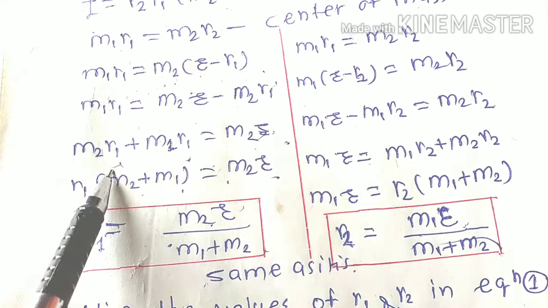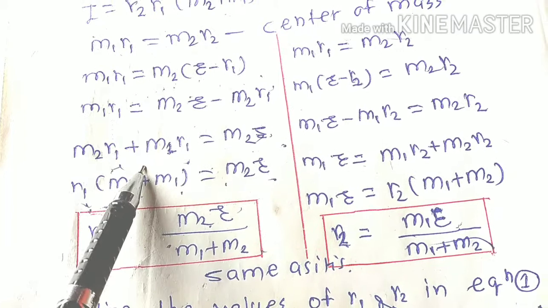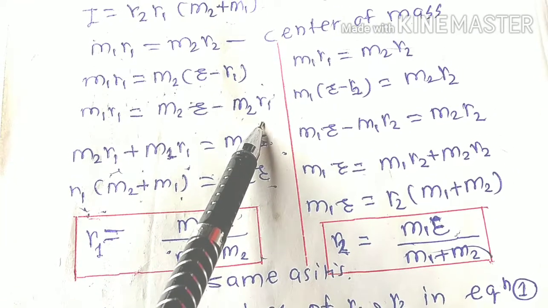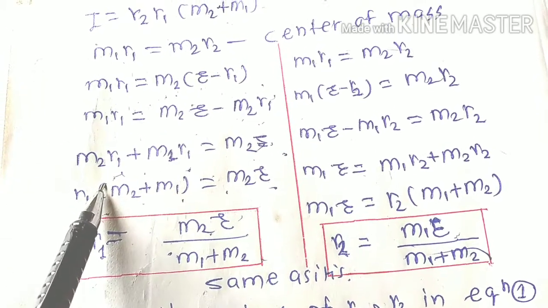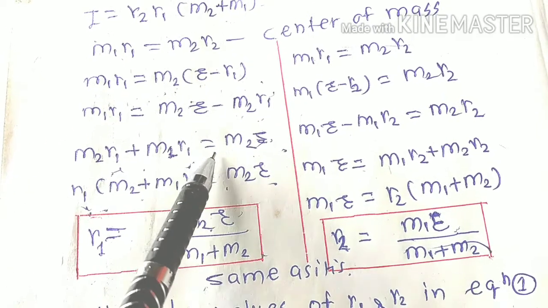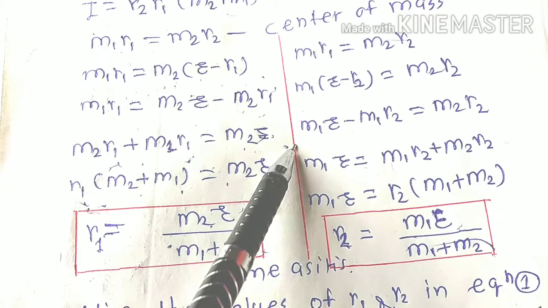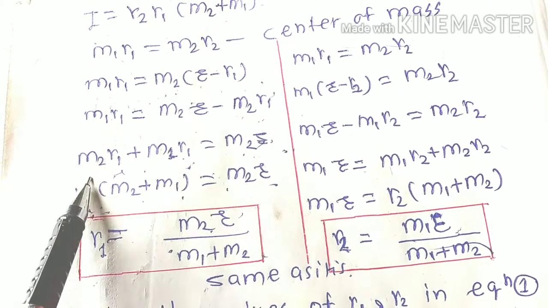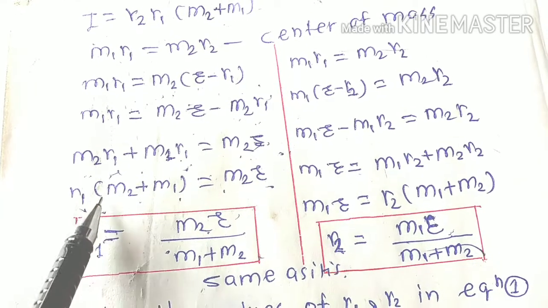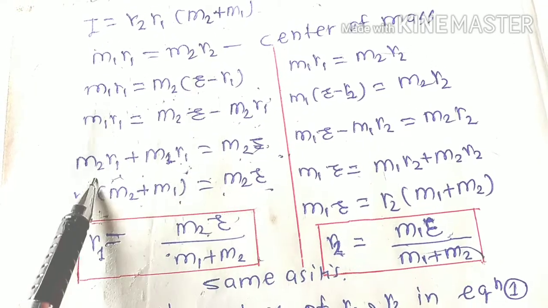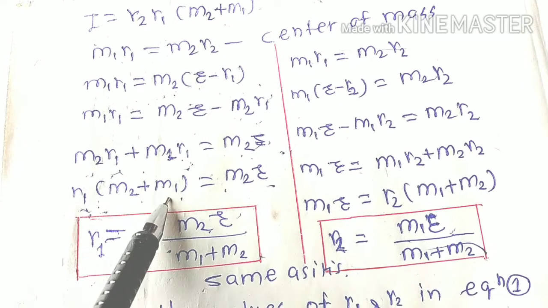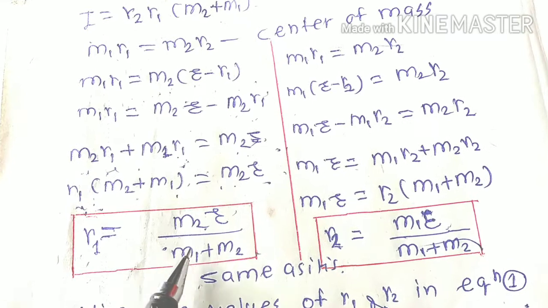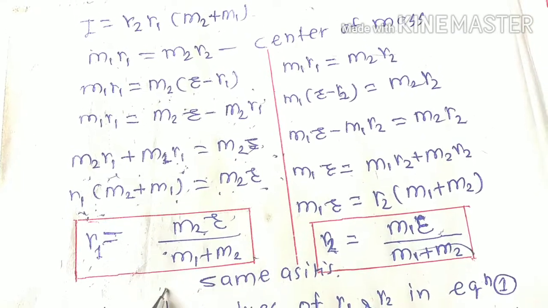We put this term on the right-hand side, so we get m2 r1 plus m1 r1 equals m2 r. Here r1 is common, so we separate it out. We get r1 into m2 plus m1 equals m2 r. So we get the value of r1: r1 equals m2 r by m1 plus m2.